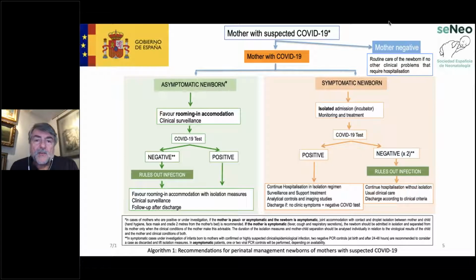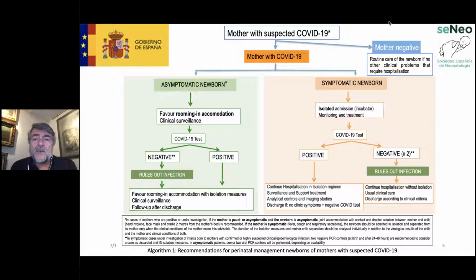As you can see on your screens, there are two possible situations when acting with a baby born from a mother who is positive. If the baby is asymptomatic, we keep the baby together with the mother, rooming in. We stimulate breastfeeding, skin-to-skin care, delayed cord clamping, and we follow up after discharge from the hospital in around 2 weeks.